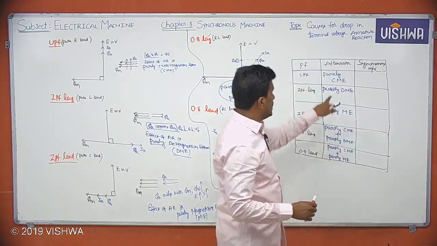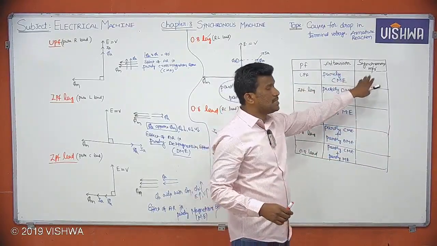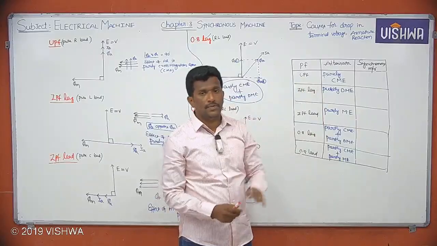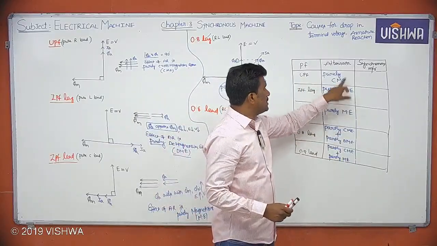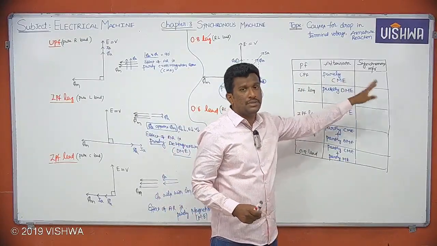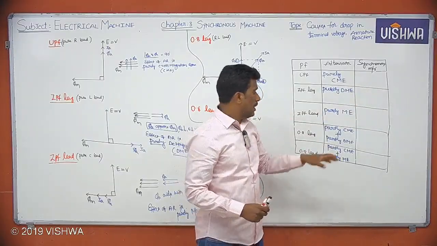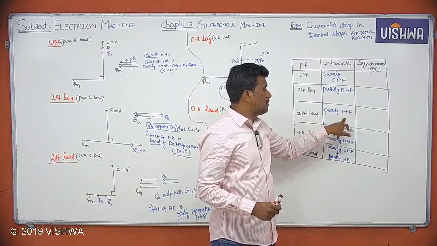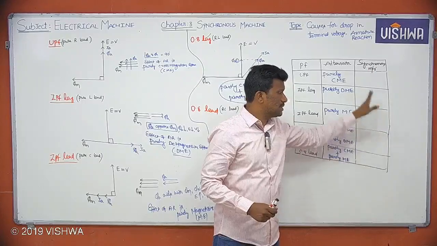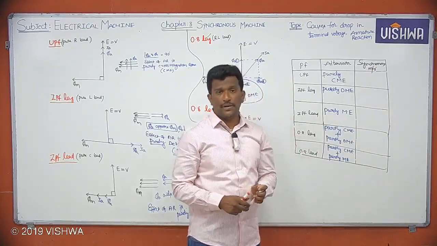And for completing the table column for the synchronous motor, please do one thing. Wherever CME is there in the case of alternator, in the synchronous motor also write CME only. Wherever DME is there in the alternator, replace DME with ME. Wherever ME is there in the alternator, replace ME with DME. First, just complete this table column. Then afterwards, I'll explain.